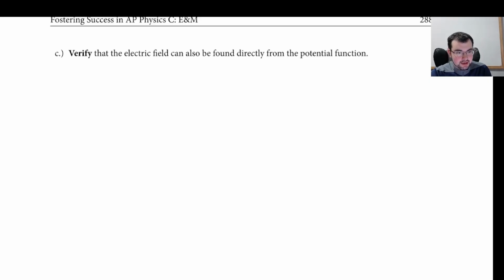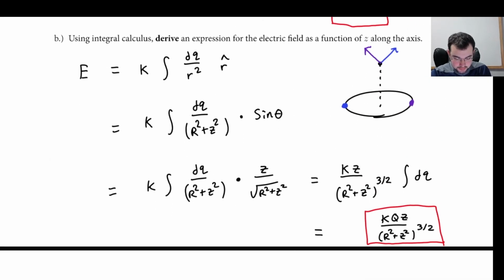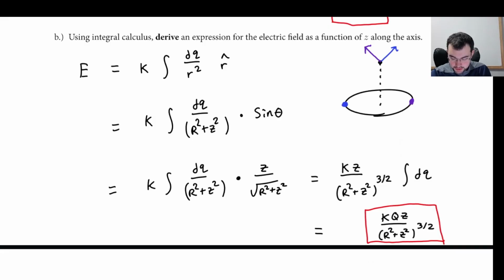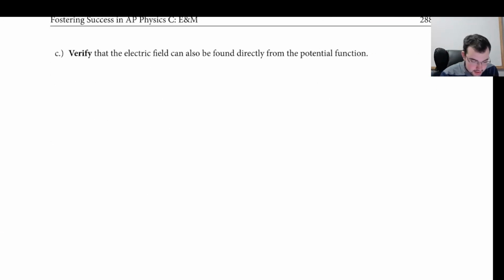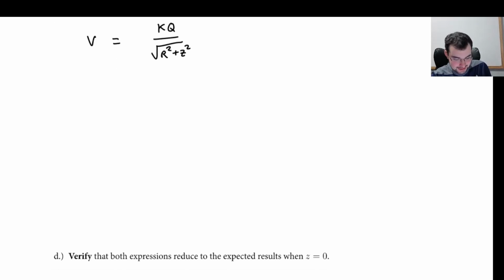Now we can verify that instead of dealing with the sine theta stuff, we could have just used the potential function. So we said that V was kq over r, where r is that Pythagorean distance. I didn't have to even do any integrals here, because it's just kq over r, because all my charge was that distance away. So E in the z direction is just the negative downhill slope in the z direction.